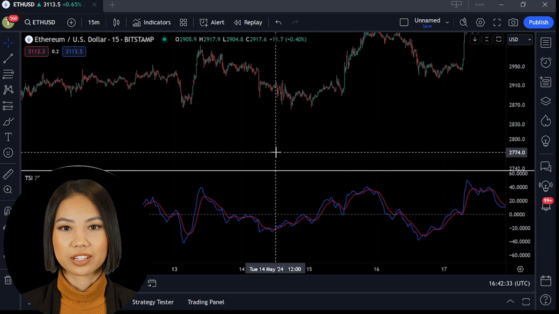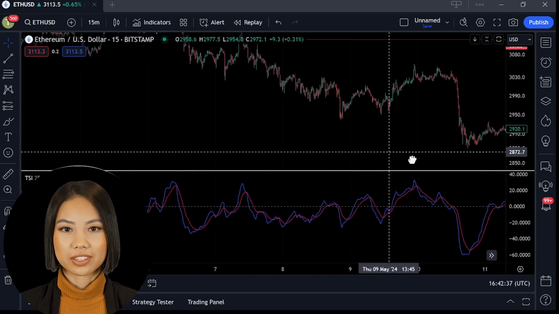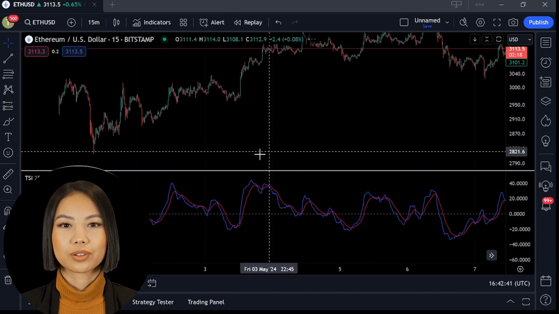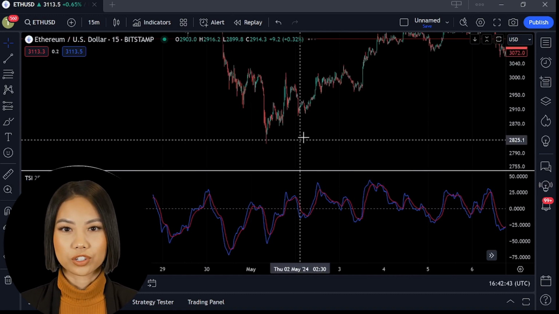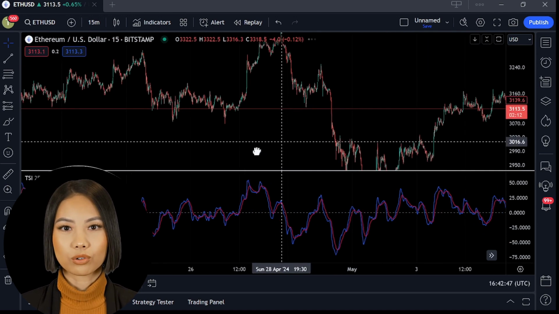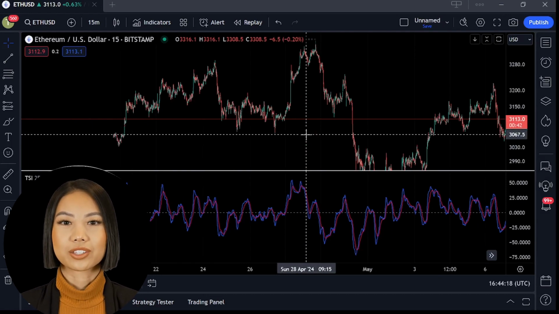The True Strength Index, TSI, measures the underlying momentum of an asset by using a double smooth moving average of price changes. This indicator helps traders identify trends, reversals, and overbought or oversold conditions, providing valuable insights into market dynamics.